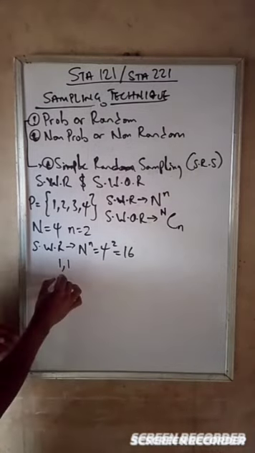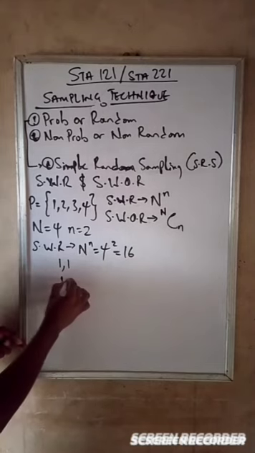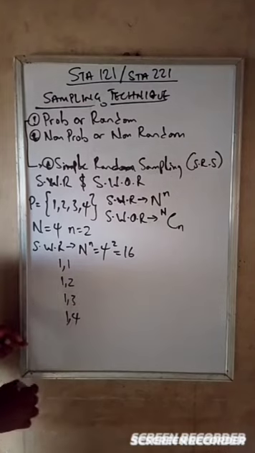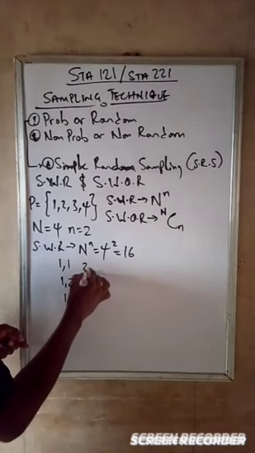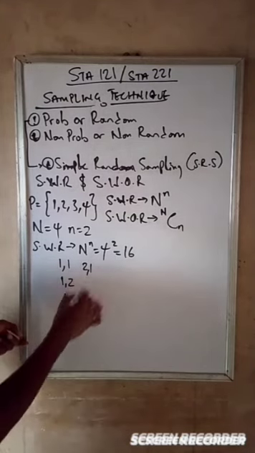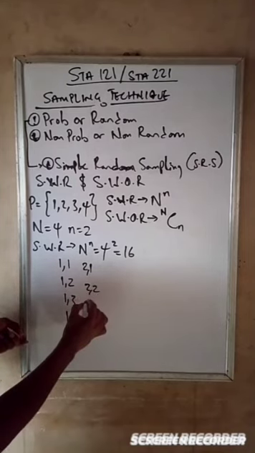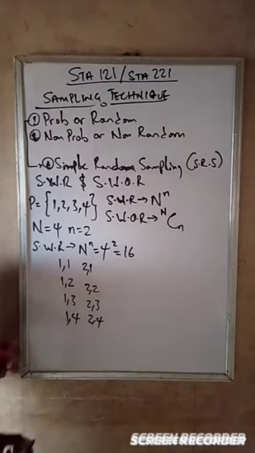Another way I can do it is I can start with 1. I can take 1 out of the population, return it back and take 2. I can take 1, return it back and take 3. I can take 1, return it back and take 4. I can start with 2. I can take 2 out of the population, replace it and take 1. I can take 2, replace it and take 2. I can take 2, replace it and take 3. And I can have 2, 4.